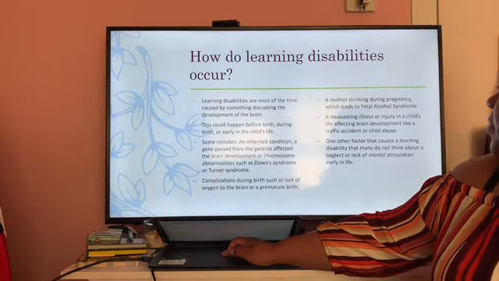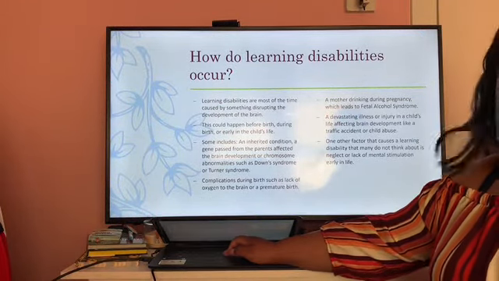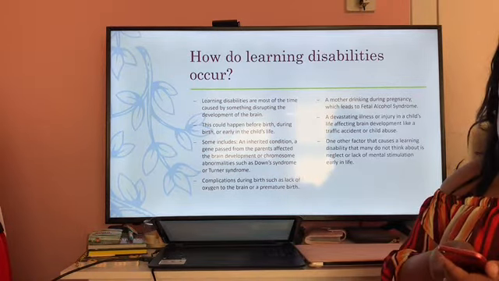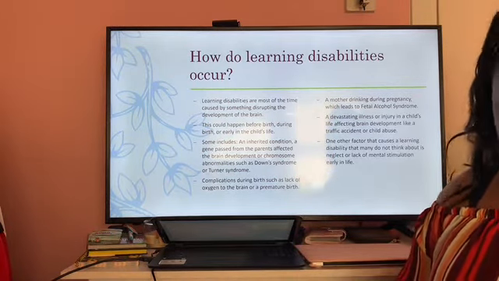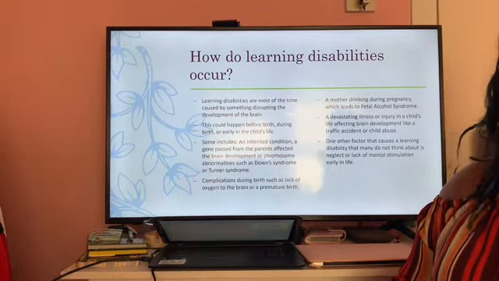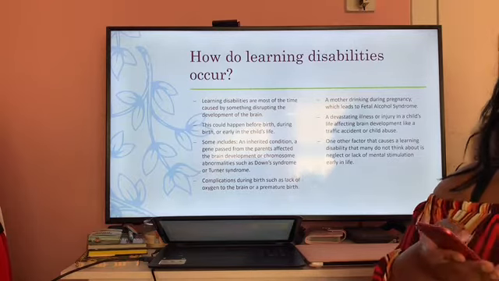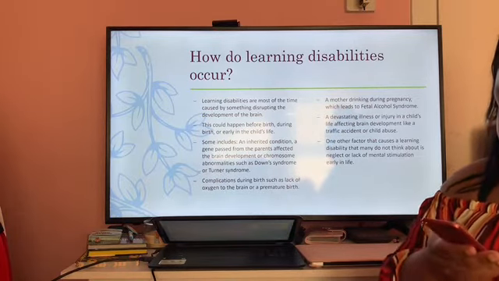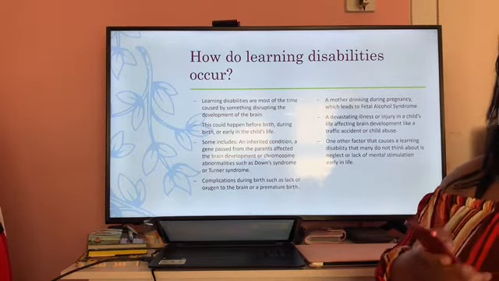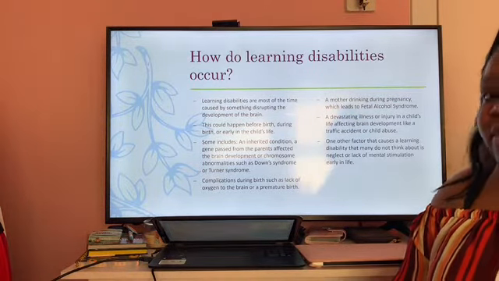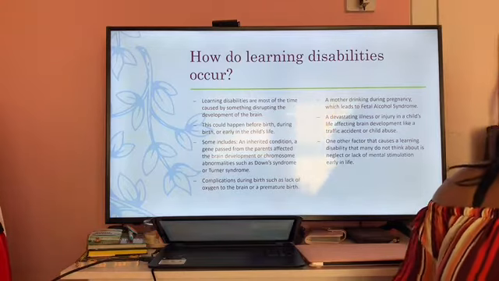So this learning disability occurs mainly from a disruption in the development of the brain. This could happen before birth, during birth, or after birth, but early in the child's life. So some could include an inherited condition, which means that a condition was passed down from the mother or the father.